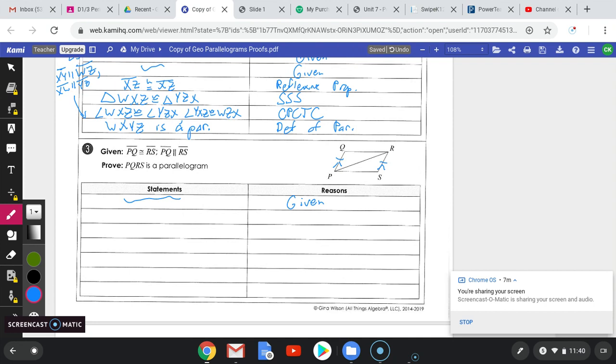So what does that mean? Remember, when I've got parallel lines, it means angles are going to be congruent, right? So we can say angle QPR is congruent to angle SRP because those are alternate interior angles. Then we can say that PR is congruent to PR because of the reflexive property.